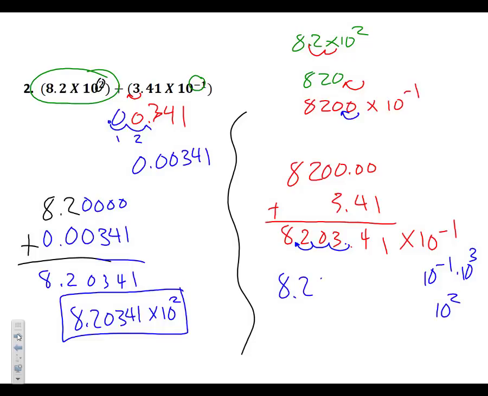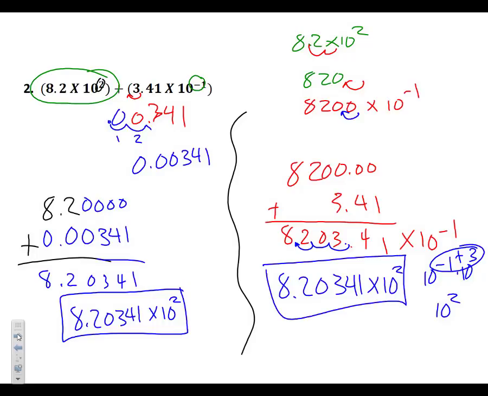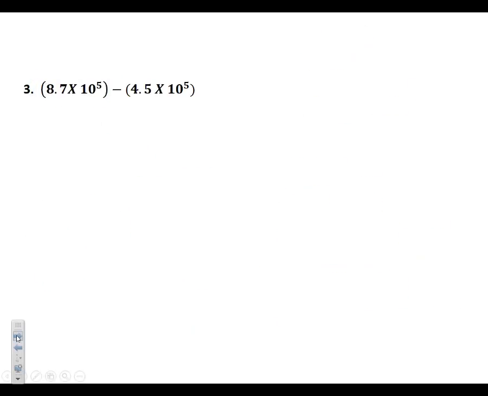So 8.20341 times 10 squared. Because what do we do? We add those exponents. Negative 1 plus 3 is 2, and it gives us the same exact answer as we had over there. All right, so now you can copy that down, and then when you're done, come to the next example.